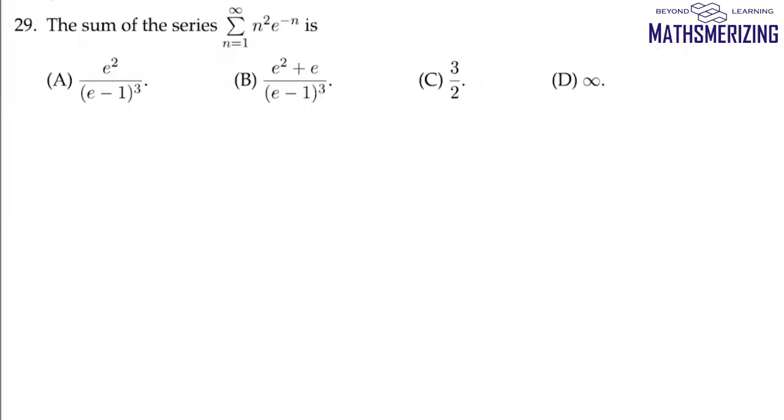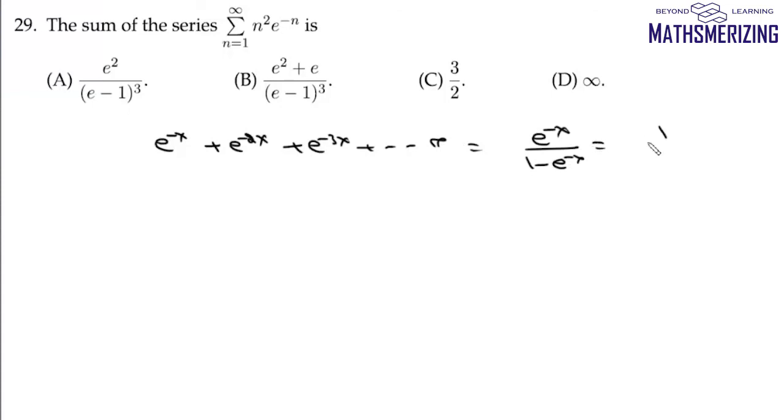Now question number 29 is, we'll need to find the sum of this series, which is summation n varies from 1 to infinite n square into e to the power minus n. In order to find the series, what we'll do is we'll find this sum e to the power minus x, e to the power minus 2x, e to the power minus 3x up to infinite, and it'll be equal to e to the power minus x upon 1 minus e to the power minus x, and it'll be 1 upon e to the power x minus 1.